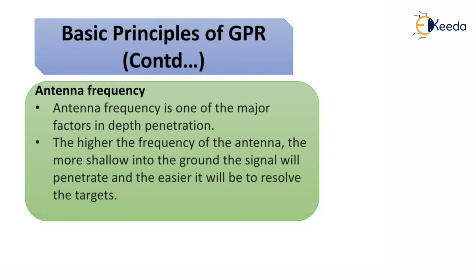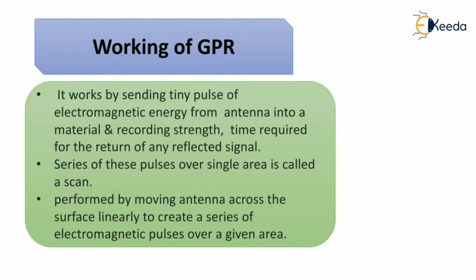Now, the second type is the antenna frequency. It is one of the major factors in depth penetration. The higher the frequency of the antenna, the more shallow the signal will penetrate into the ground, and it will be easier to resolve the targets.